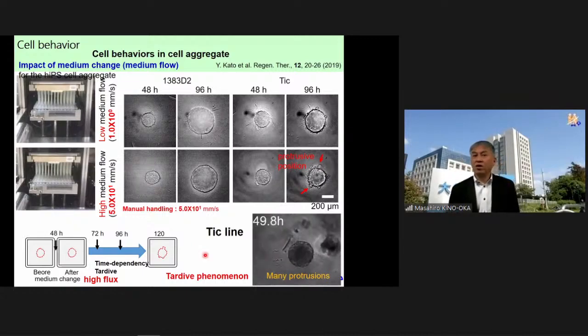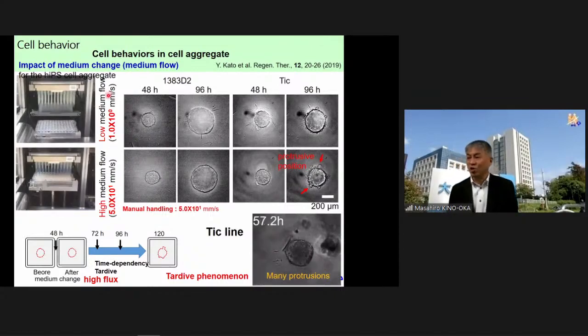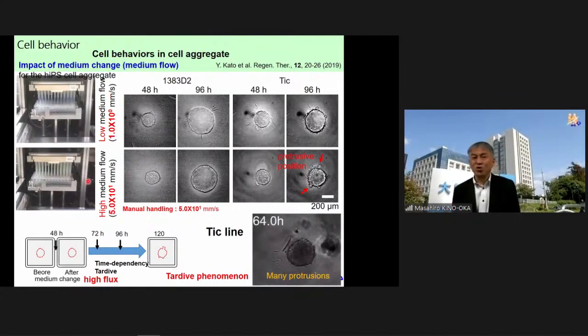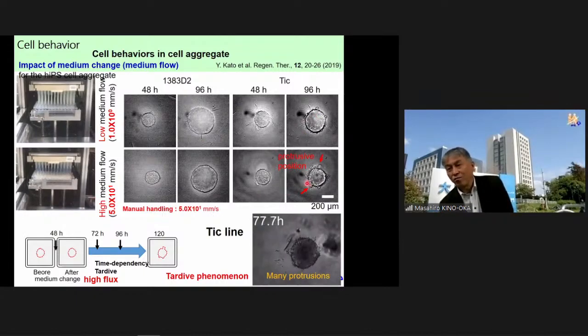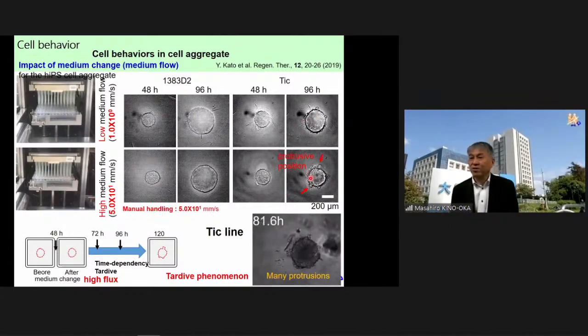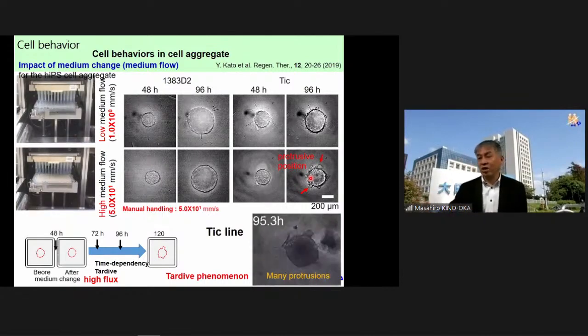So this is a kind of good student medium change. This is a kind of bad student medium change. The good student can prepare a good spherical shape of the aggregate, but the bad student gets a bad shape of the aggregate. Even though it is only the medium change, we can get a different shape. This phenomenon causes a different level of differentiation later.